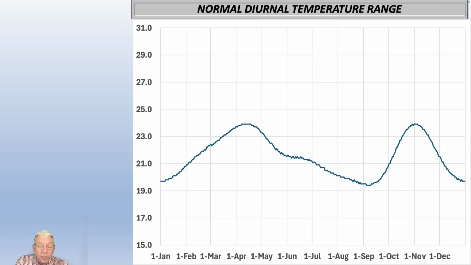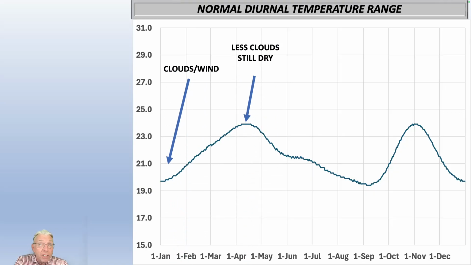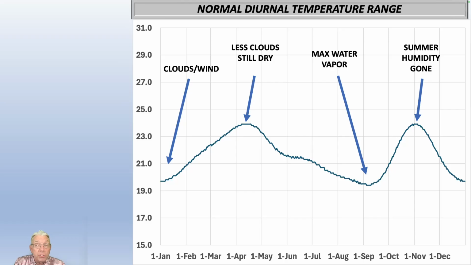Okay, so here's the graph that we looked at before. So clouds and wind in the winter months, and then we have less clouds, but it's still dry in the spring, so the range goes up, and then maximum water vapor in the summer months, and so as a result, the range is smaller. The low temperatures don't get down as low as they would if there wasn't all that water vapor in the air. And then finally, as we head back into the fall season, the summer humidity is gone, and as a result of that, more radiation can escape to space, and we get that bigger range in temperature between the high and the low. So that's just sort of a real deep dive.